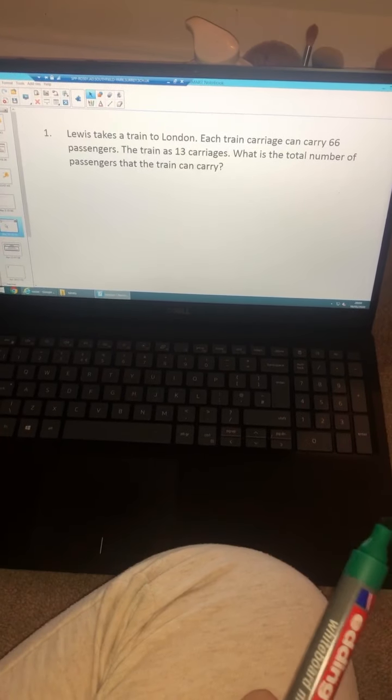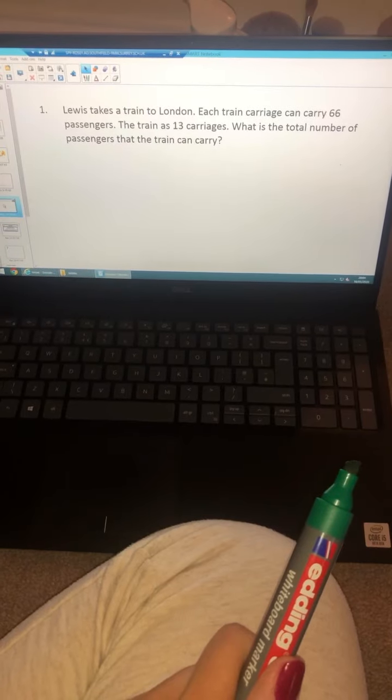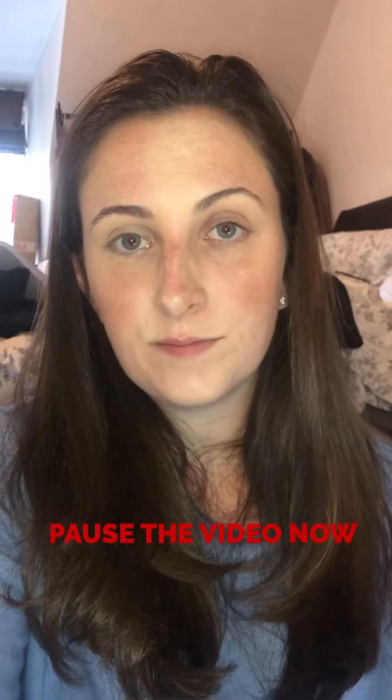So my next question says, Lewis takes a train to London. Each train carriage can carry 66 passengers. The train, I should say, has 13 carriages. What is the total number of passengers that the train can carry? Okay, for this question, I want you to have a go, read it carefully, think about what the important information is, and then I'm going to go through it so that you can see.